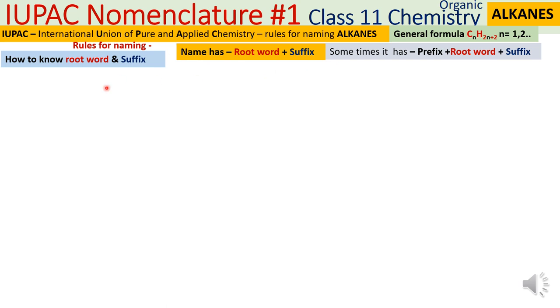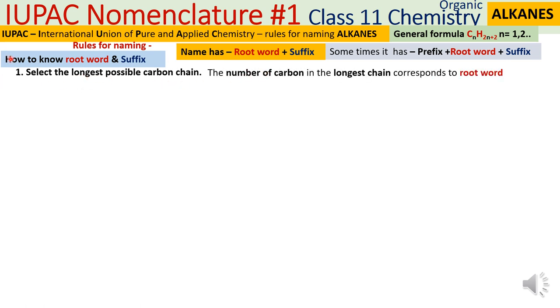Now, let us discuss in detail. How to name this? How to know the root word and also the suffix in the organic compound? To find out the root word, we have to select the longest possible carbon chain. What we have given here is a condensed formula, but that has to be expanded, and from that, we have to find out the longest possible carbon chain. By knowing how many carbons are there in the longest possible chain, we get the root word. The number of carbons in the longest chain corresponds to the root word.